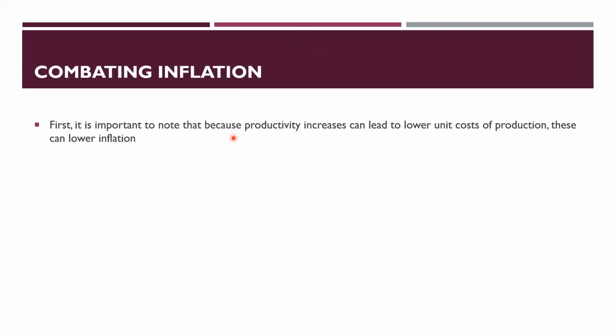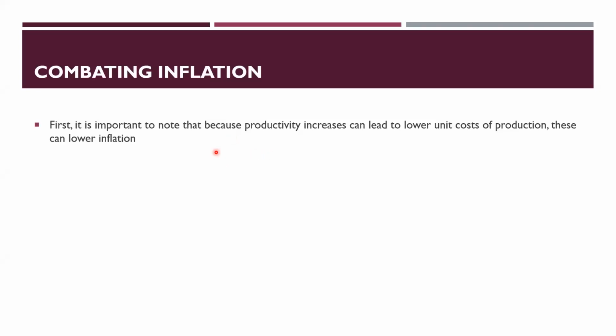First, it is important to note that because productivity increases can lower unit cost of production, these can also lower inflation. So remember, in the economy, if productivity rises, it implies that there will be a reduction in production costs, which can also result in lower prices charged on goods. And this is beneficial because it would result in reduced inflation. So productivity increases are very, very good, especially in lowering inflation. So this can be another way of dealing with inflation.